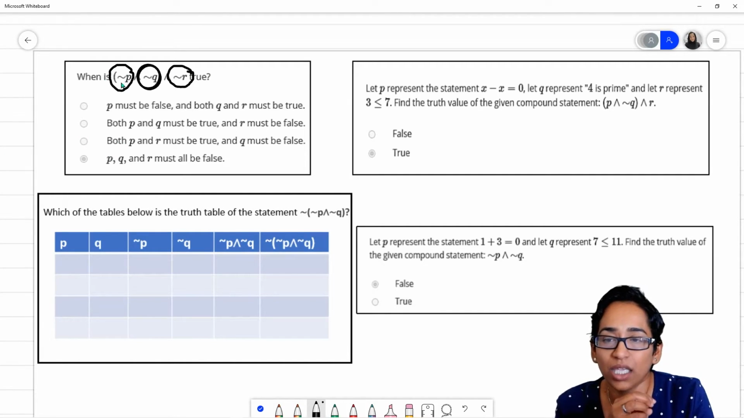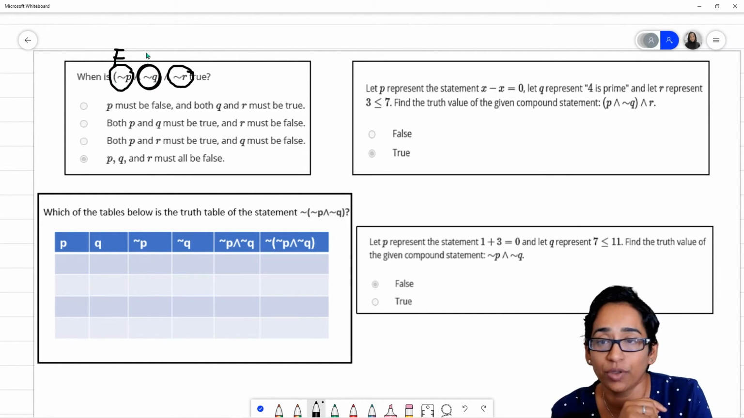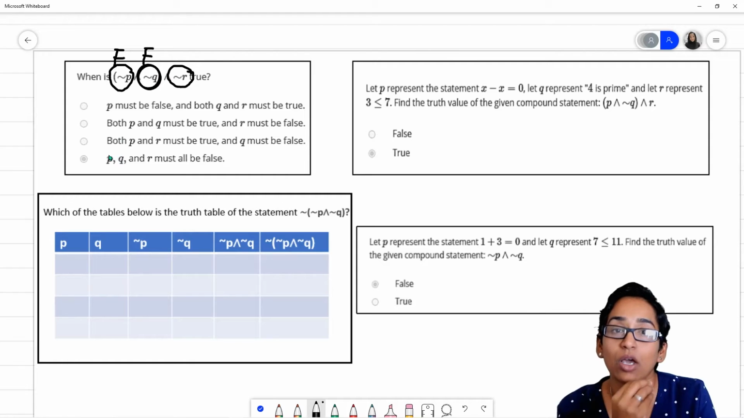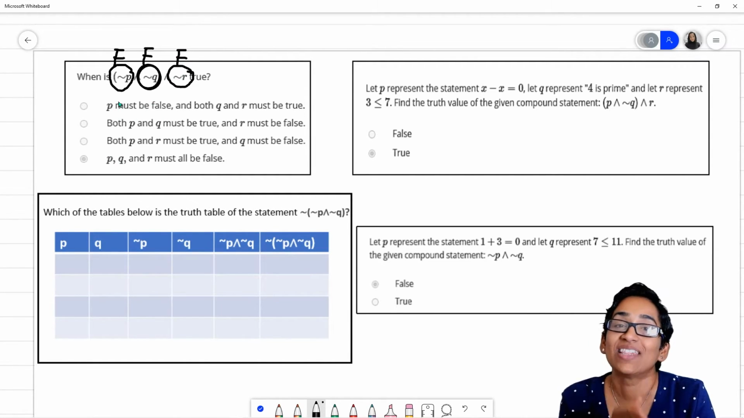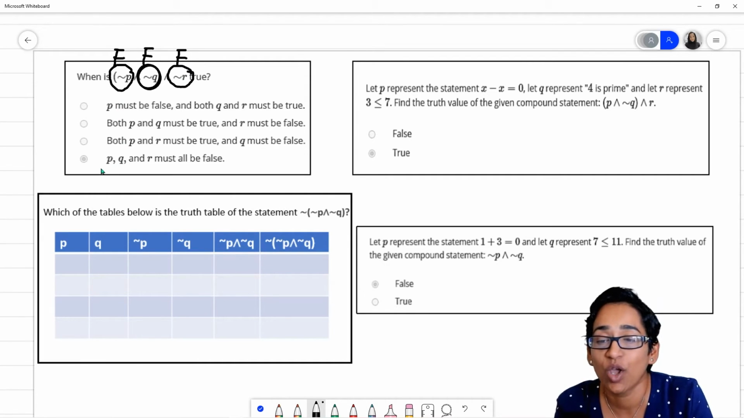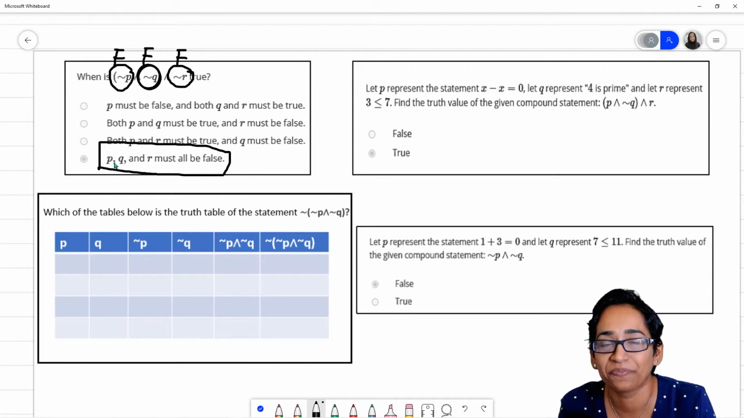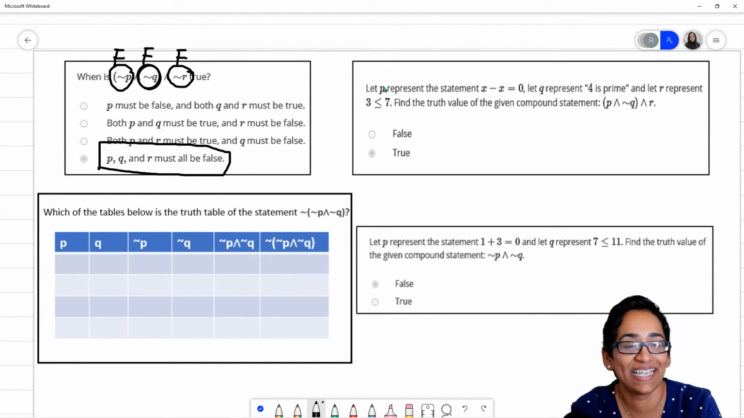That means if not P is true, that means P is false. Not Q is true, that means Q is false. Not R is true, that means R is false. So this particular statement is true when all of them are false. Okay? All right, let's look at the next one.